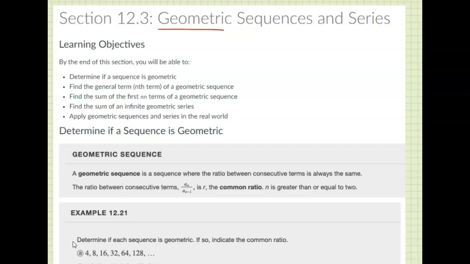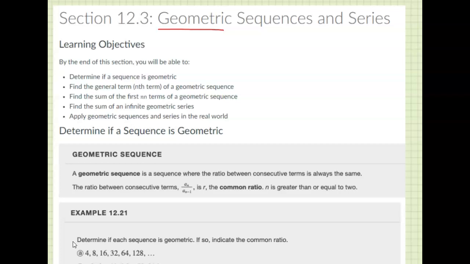You saw last section arithmetic sequence is like a linear function because you're increasing by a constant amount to go to the next term in the sequence. The geometric sequence is like an exponential function because you're multiplying by the same ratio, by the same factor to get to the next term in the sequence.